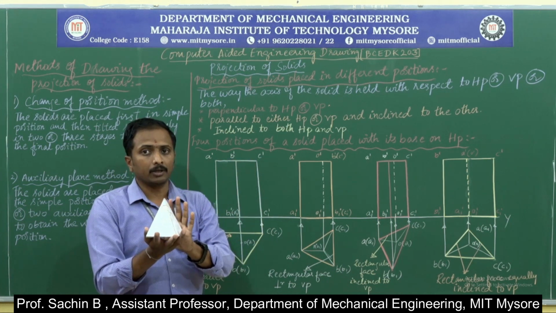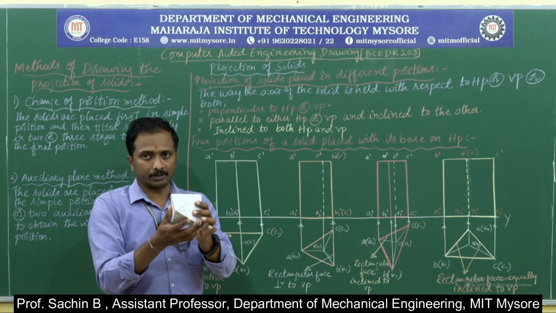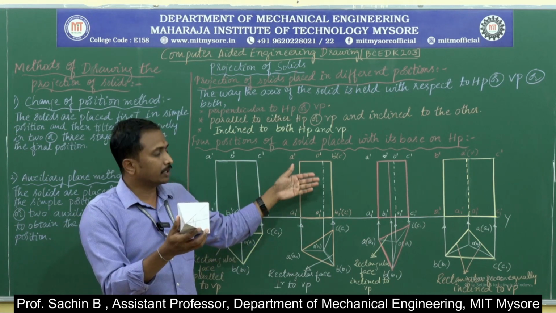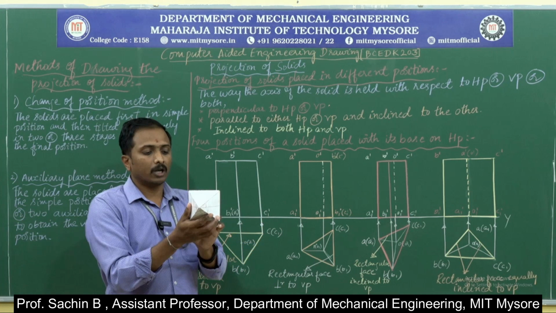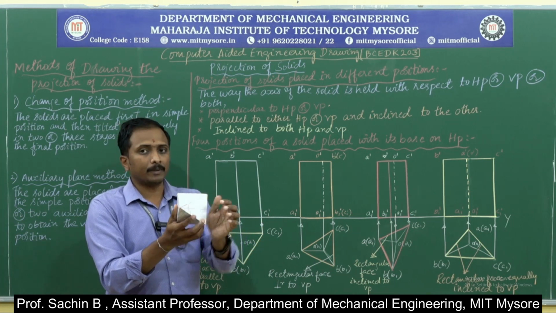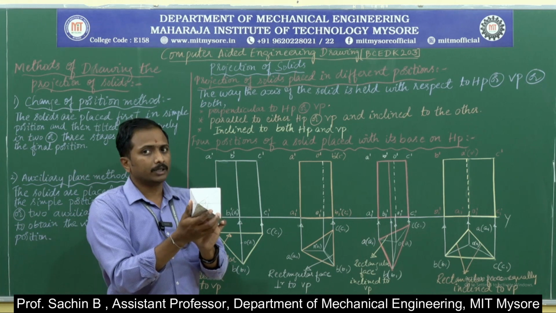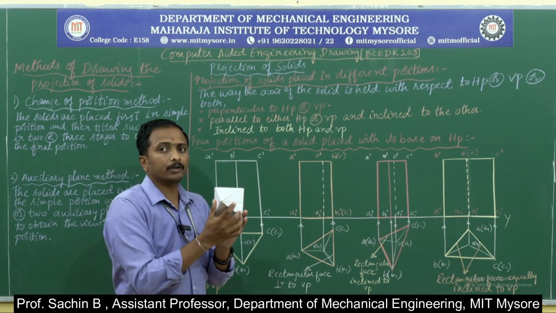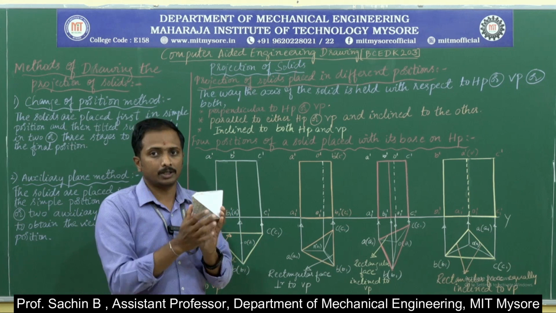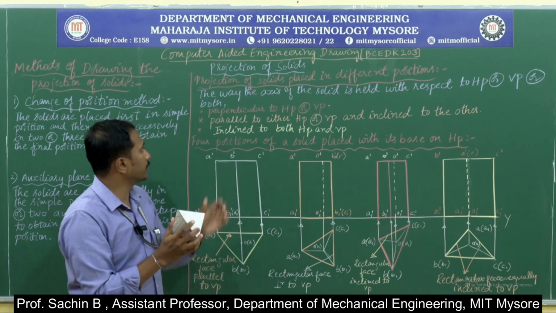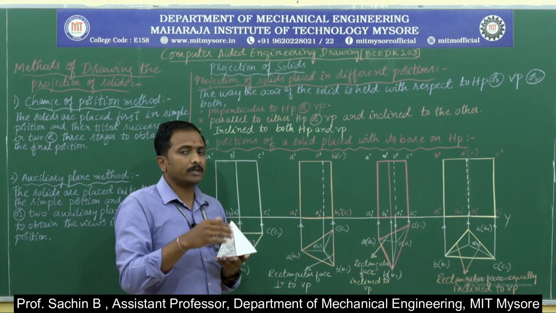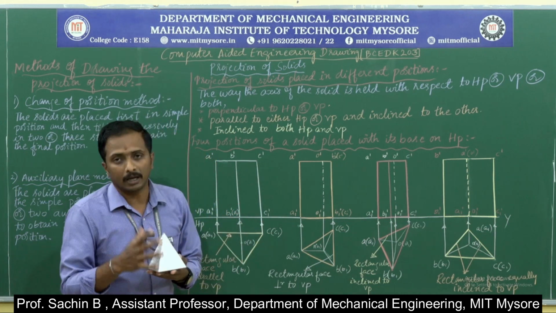That is the condition. Again, if I keep the object like this, considering this board as the vertical plane, we know that the axis lies from the apex to the center of the base. Now here the axis is perpendicular to VP and parallel to HP. Next, the second condition: parallel to either HP or VP and inclined to the other.